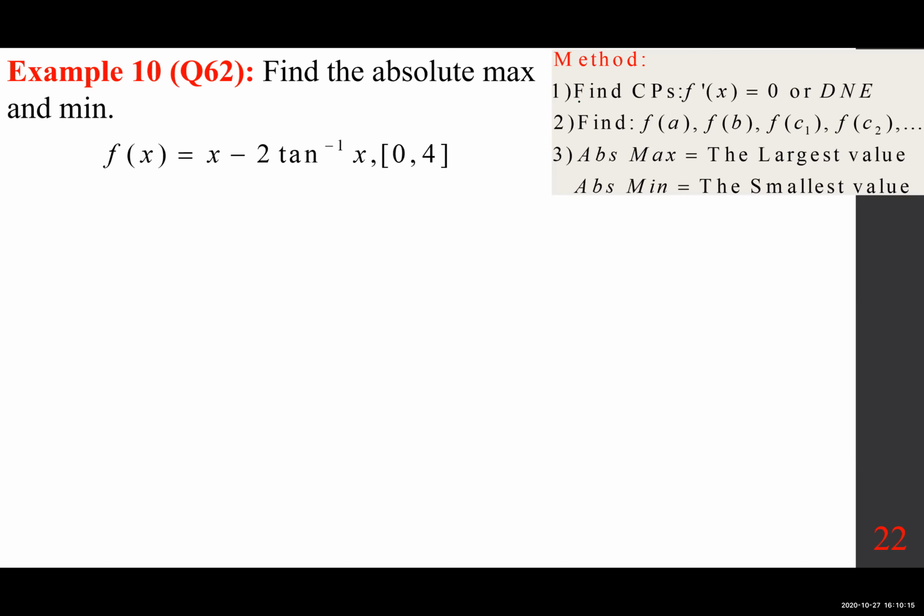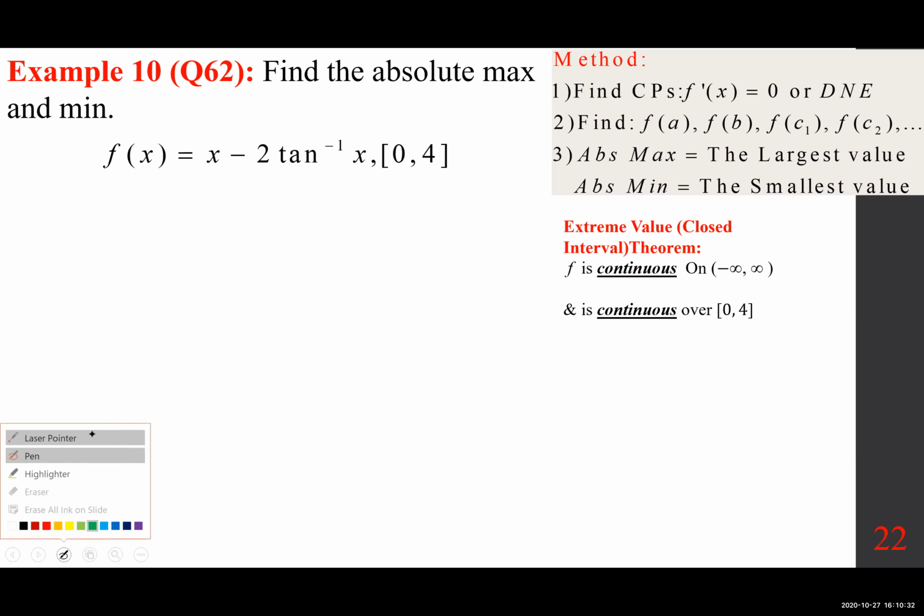We want to find the absolute max, and we are going to go through the same process again. This is a continuous function from negative to positive infinity because this is a linear function. This is tan inverse, as you recall, tan inverse has a domain of all real numbers. So the domain is all real numbers. Okay, so let's differentiate piece by piece because we want to find f prime of x.